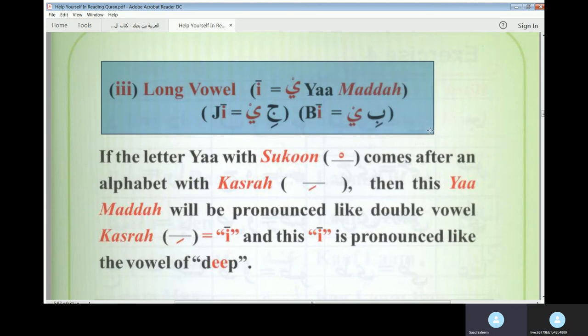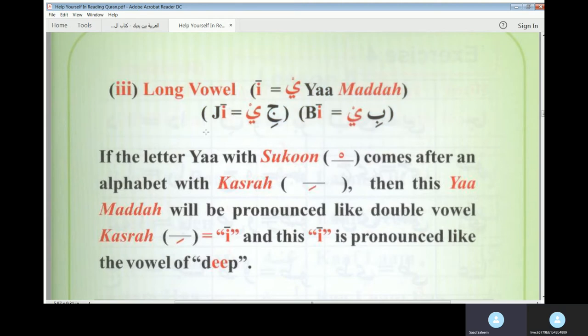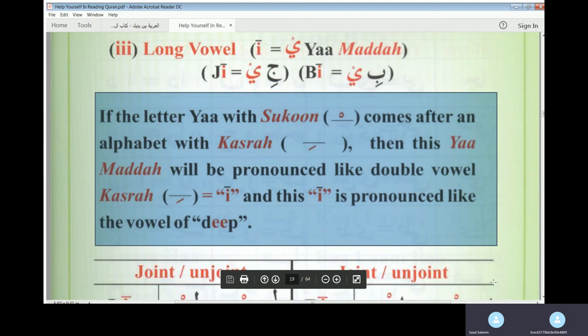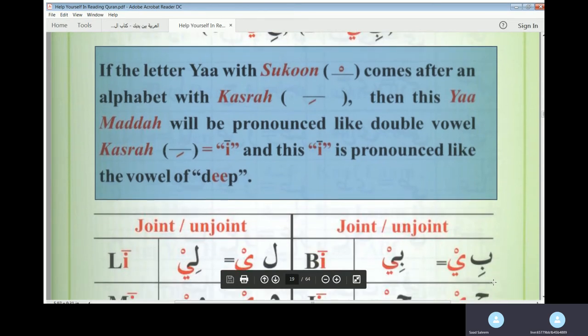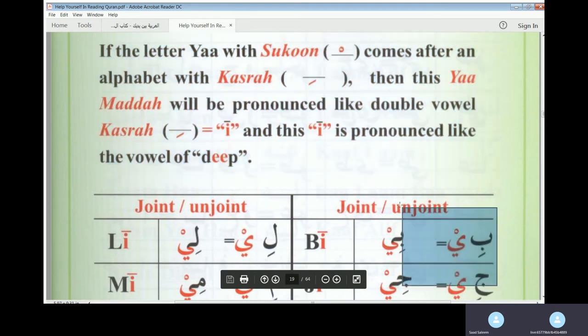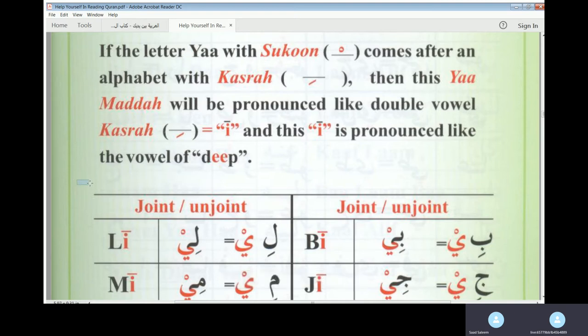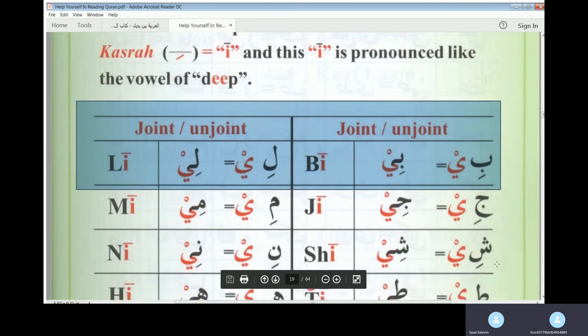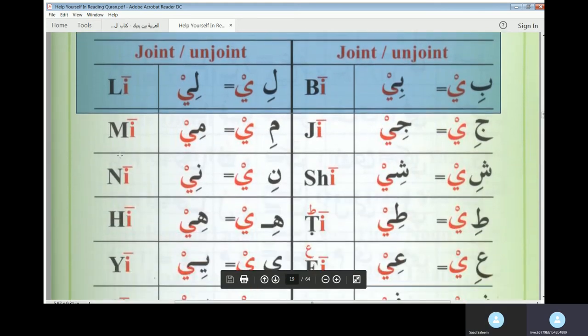Long vowel, ya madda. If the letter ya with sukun comes after an alphabet with kasra, then this ya madda will be pronounced like double vowel kasra. And this I is pronounced in the vowel of deep. Bi, li.